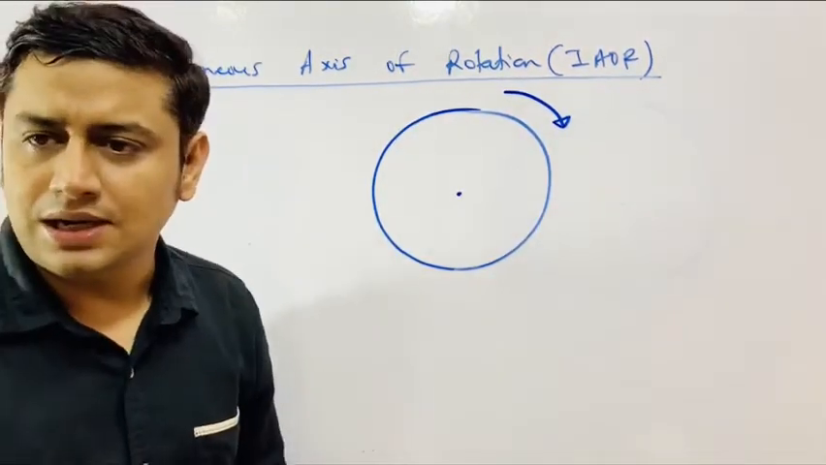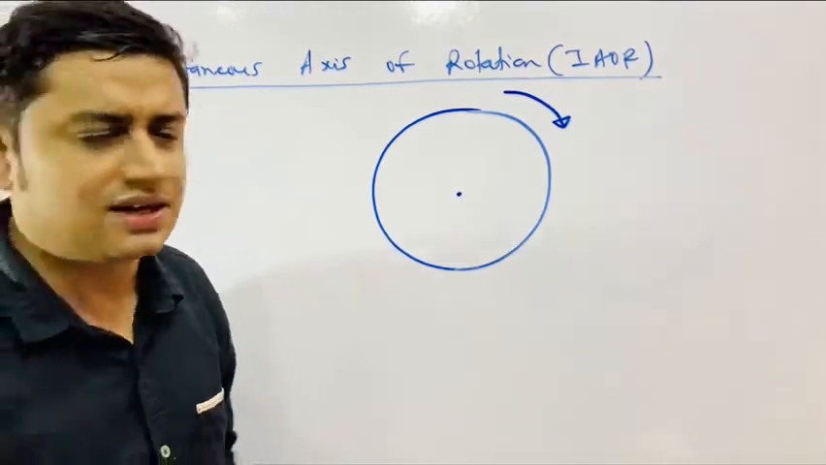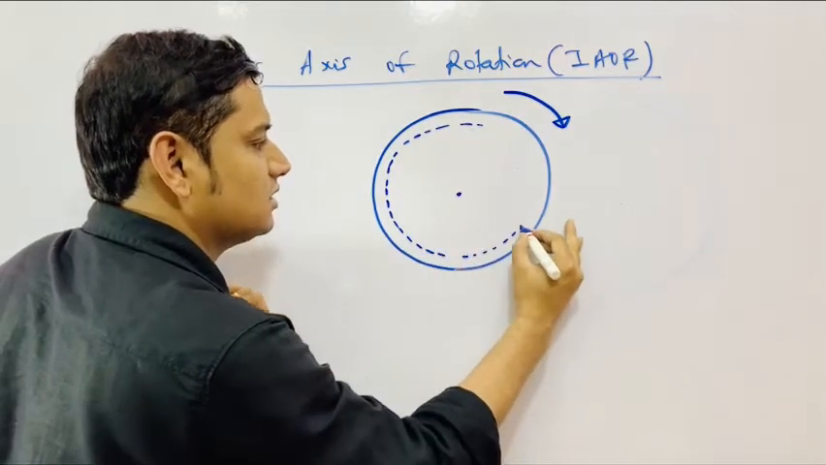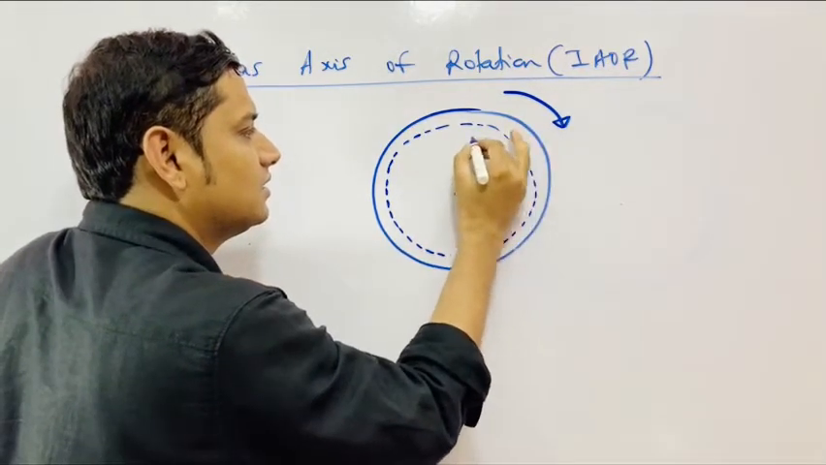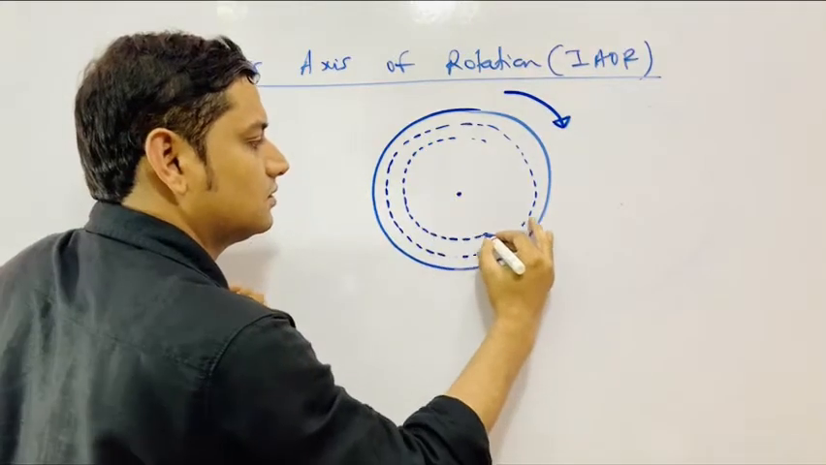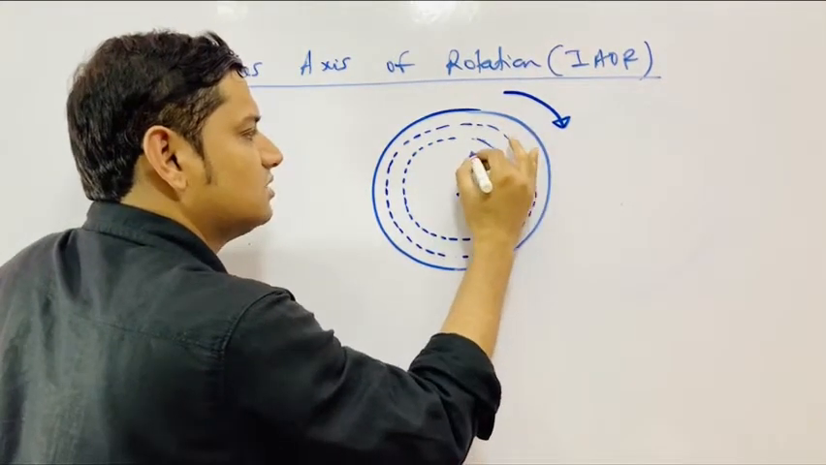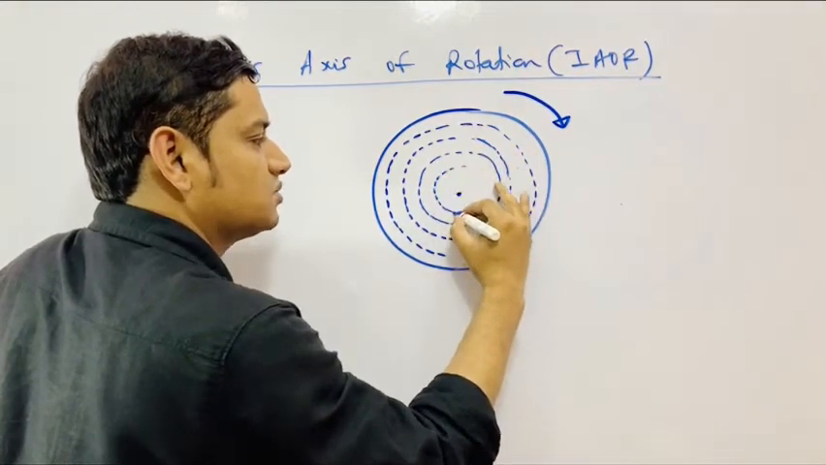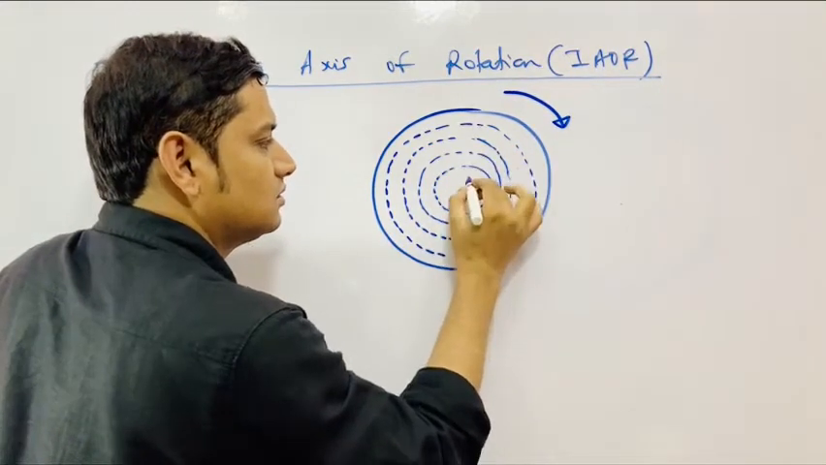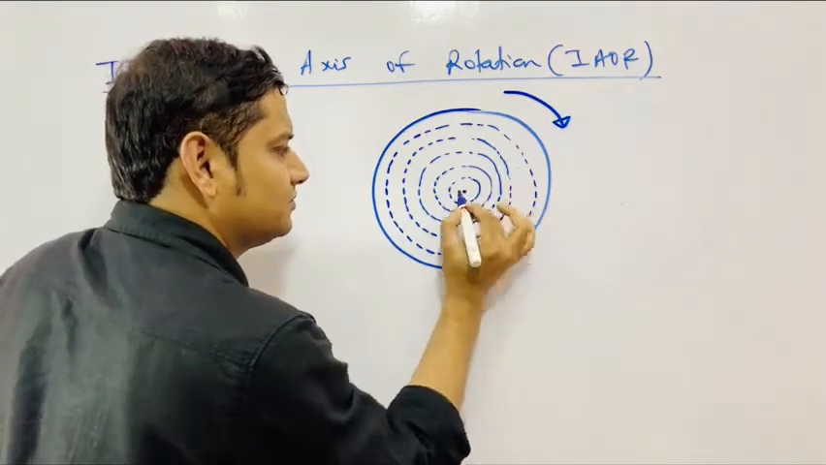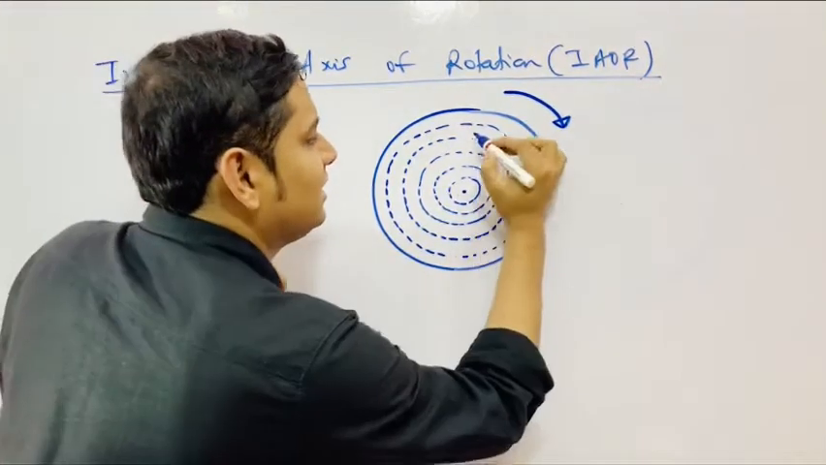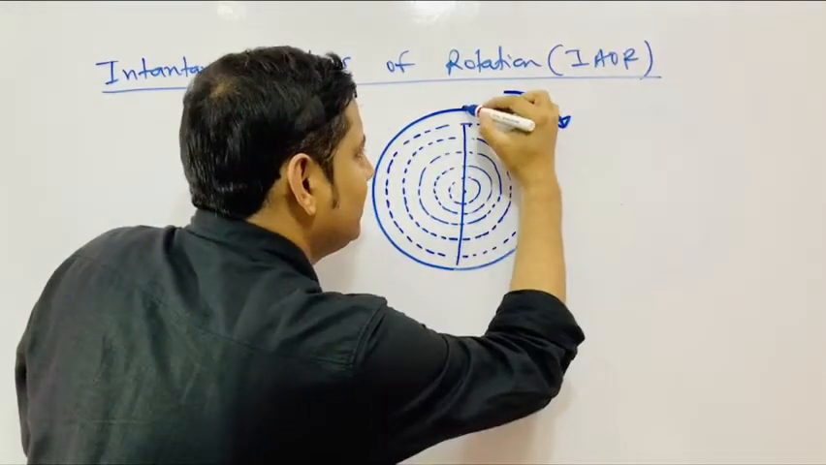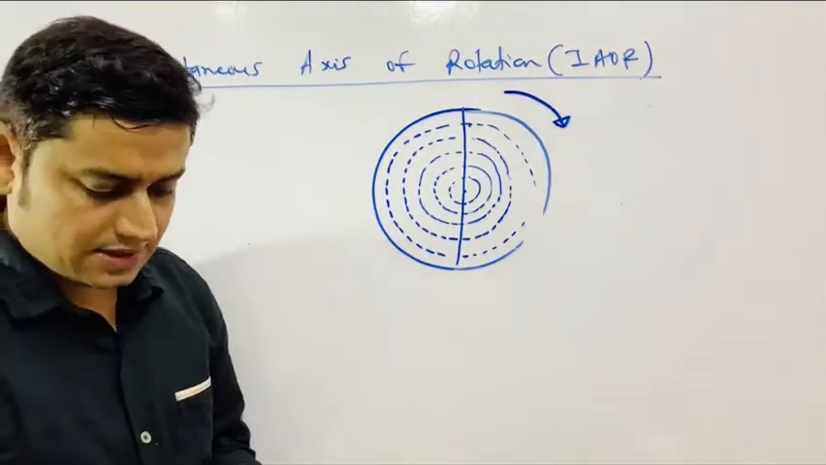Can I get the speed? Can I get the velocity of different points? Yes, I can get it easily. There are many circles on this disk, and I can get the velocities of various points on this disk. Easily I can get it. Take any line here, any diameter here.